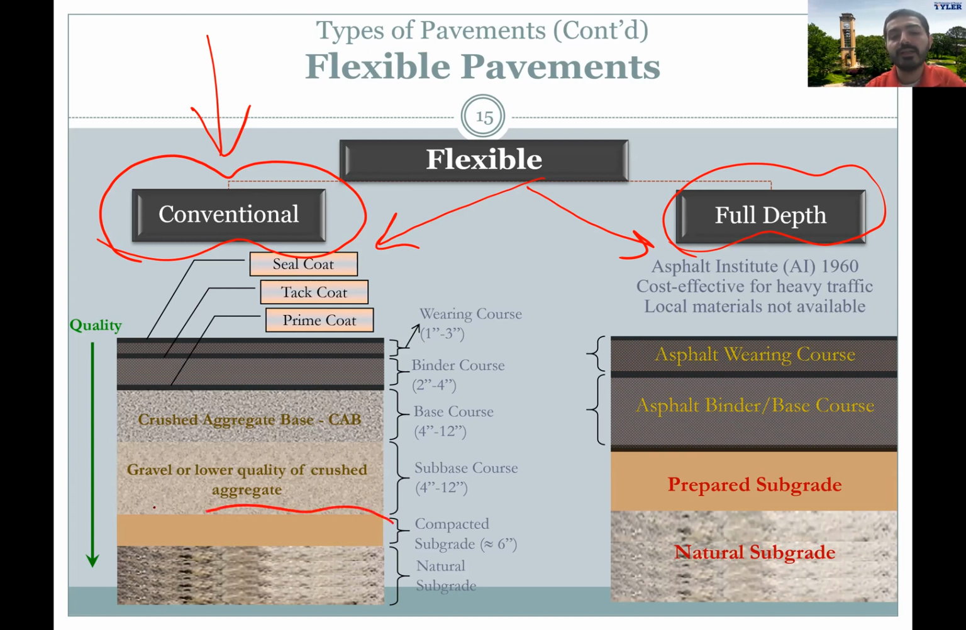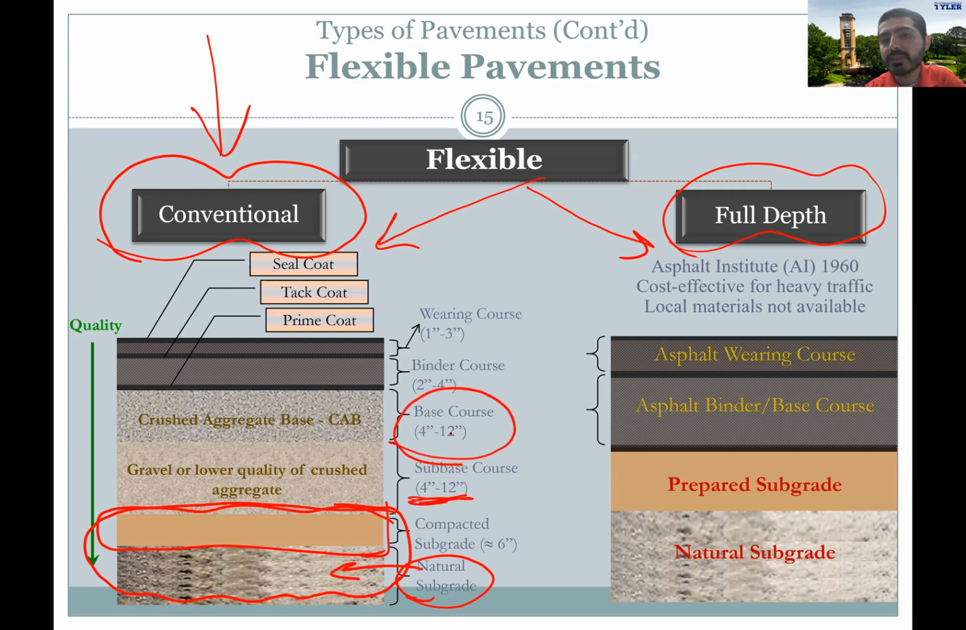So here at the bottom, we have what we call the subgrade. We have the natural subgrade, which is soil, and then we try to compact the top 6 inches of that soil. Then we have somewhere between 4 to 12 inches worth of sub-base course, which is gravel or lower quality crushed aggregates, and then we compact it really well. That's what we call a sub-base. Then we have a base course on top of that, which is good quality crushed aggregates. We call it crushed aggregate base.